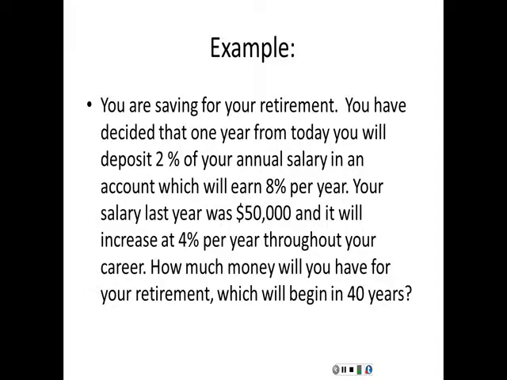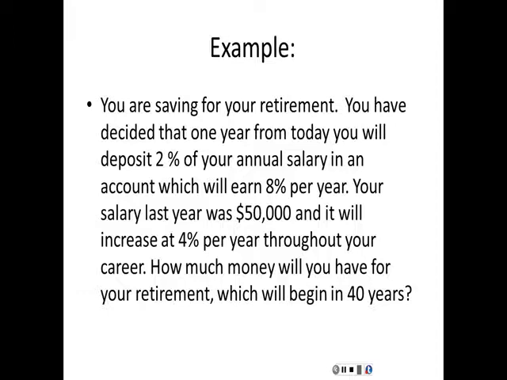Alright, so we're trying to value retirement. It says we deposit 2% of our annual salary in an account that earns 8% a year. So 2% is not the growth rate, so let's be careful. Our salary last year was $50,000 and it will increase at 4% per year throughout our career. There's our growth rate. So G is going to be 4% for this problem. R is going to be 8%. The question is, how much money will we have for our retirement, which will begin in 40 years? So we're asking for a future value here.